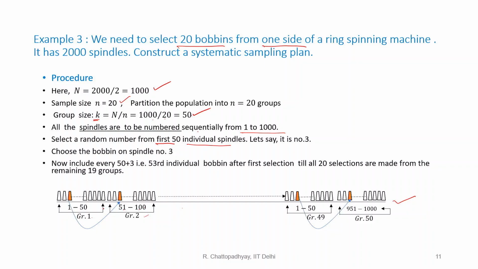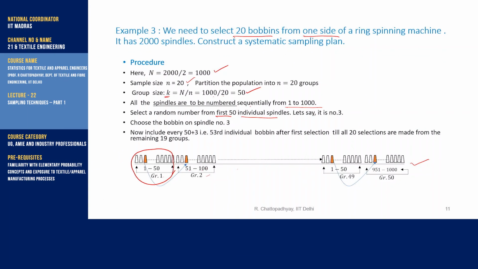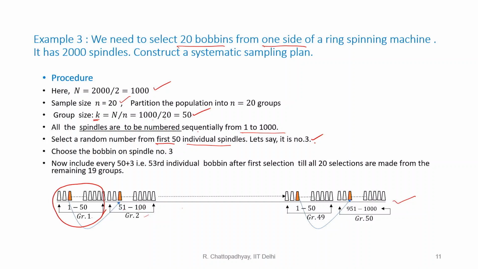So from group 1, which is this group, there are 50 spindles here. Out of 50 numbers, we will choose one number randomly. Suppose that number happens to be 3. That means we'll choose the third spindle, which is shown here in orange color. If it happens to be 7, then we should have chosen the 7th spindle. If it is 23, we should have chosen the 23rd spindle.